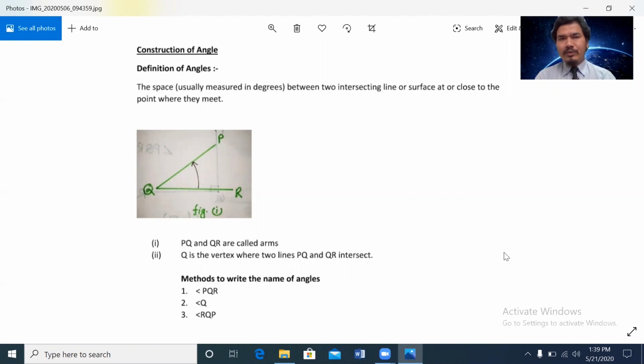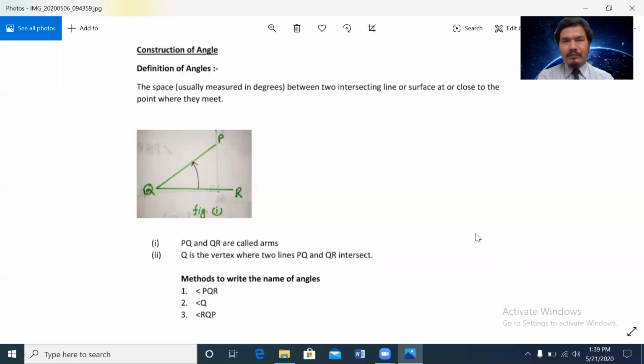I am going to teach you about construction of angles, and under this topic today I am going to tell you the different types of angles, the definition, and how to write the names of angles. Okay, about this. Let's start with the definition of angle. What is the meaning of angle?